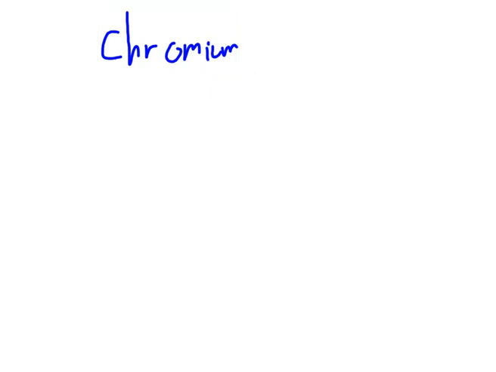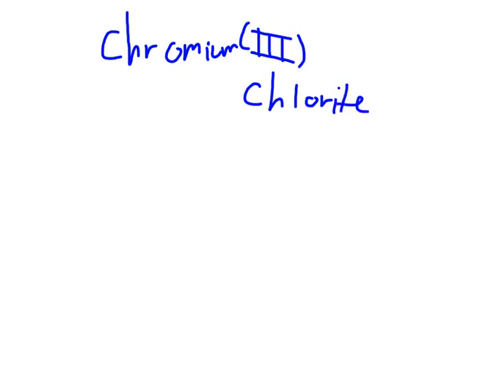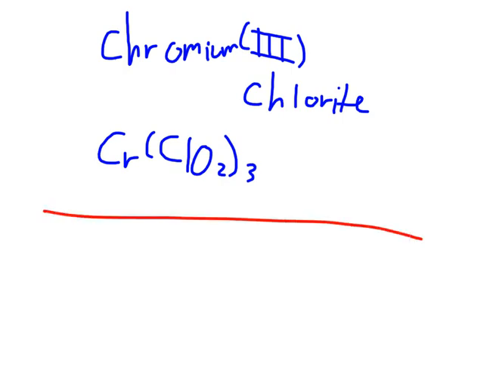And we'll do it with chromium(III) chlorite. What would the chemical formula be? So chromium, now chlorite is a -1, so I won't put a subscript for chromium. Chlorite is ClO2 with a 1 negative charge, and if there's a 1 negative charge at a time, we need 3 of them to balance out chromium's +3.